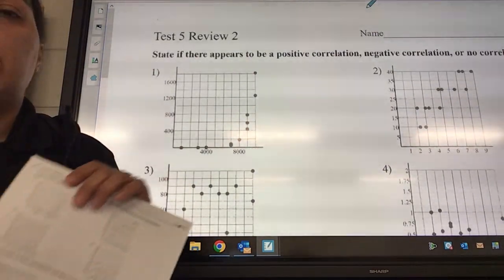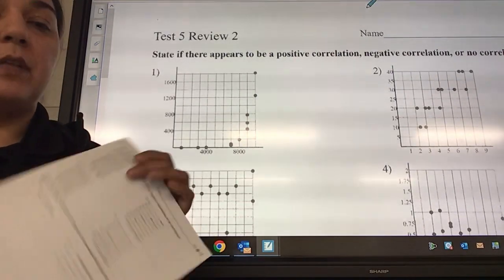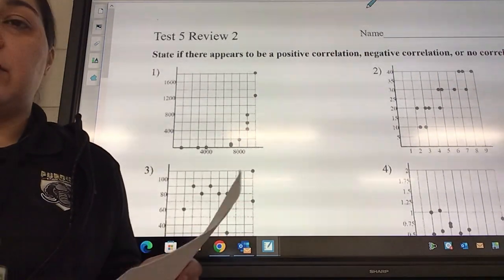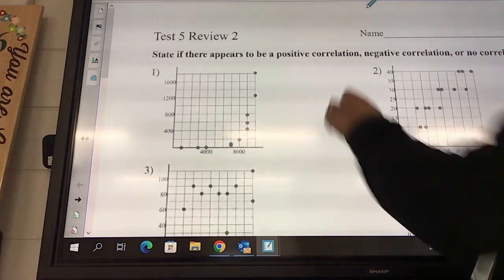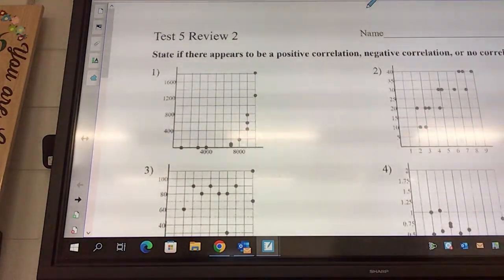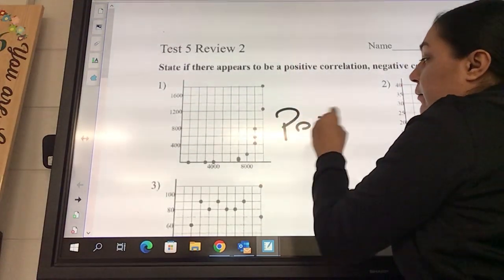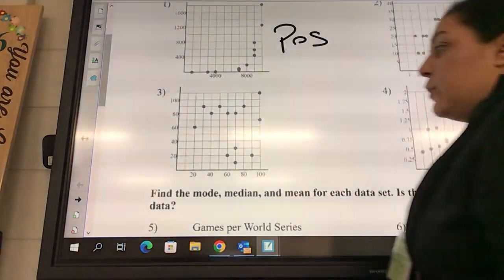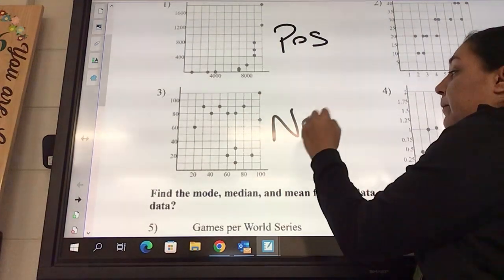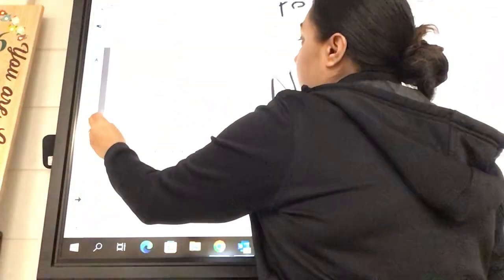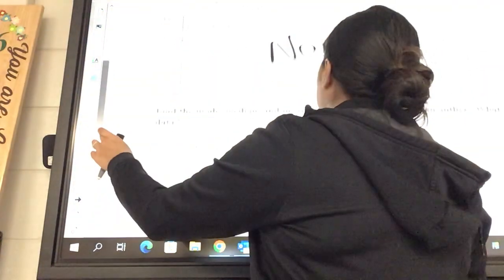So today I'm not going to take notes on this like I normally would because it's day 2. Hopefully you took good notes yesterday, so we're just going to run through the problems, and then you'll have the rest of the class time to work on your half. Okay, if we look at number 1, that's dealing with the correlation, and we can see that that one clearly goes up, so that's going to be a positive correlation. Okay, number 2, or 3, they're spread out all over the place. So this is going to be a none. There's no correlation.